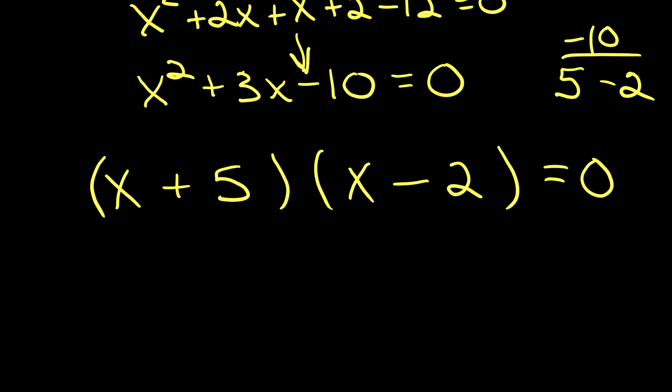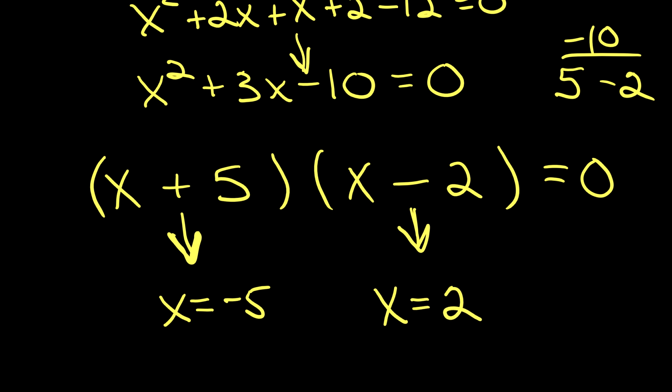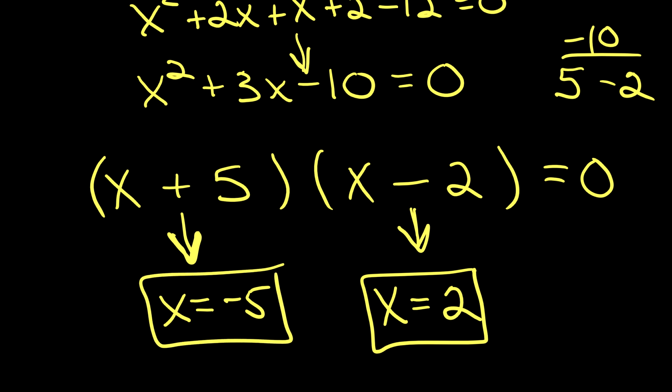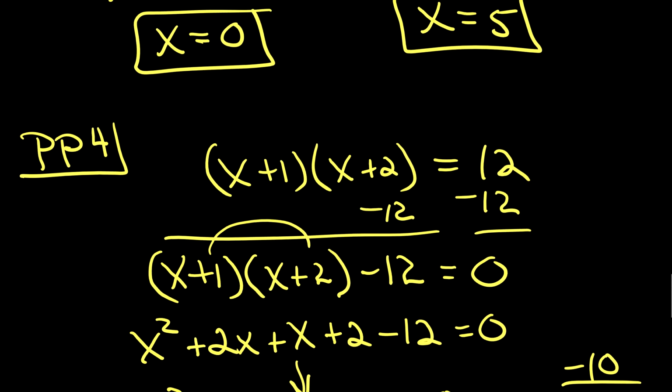Okay, and now I can solve it. For this factor of x plus 5, x has to equal negative 5. And for this parentheses, x minus 2 equals 0, so x has to equal 2. Done. Okay, next on, let's roll on. Practice problem 5 is next.